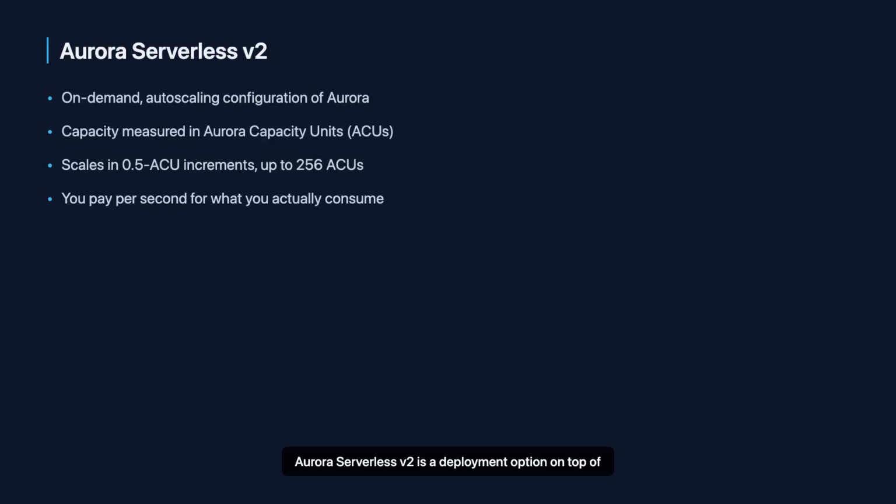Aurora Serverless v2 is a deployment option on top of Aurora where capacity adjusts itself to load. Instead of picking an instance size, you set a minimum and a maximum measured in Aurora capacity units, ACUs. The cluster then scales in half a CU increments, all the way up to 256 ACUs, in response to real-time demand. And billing is per second, so you pay only for what you actually consume, not for a peak-sized instance running flat at 3 in the morning.